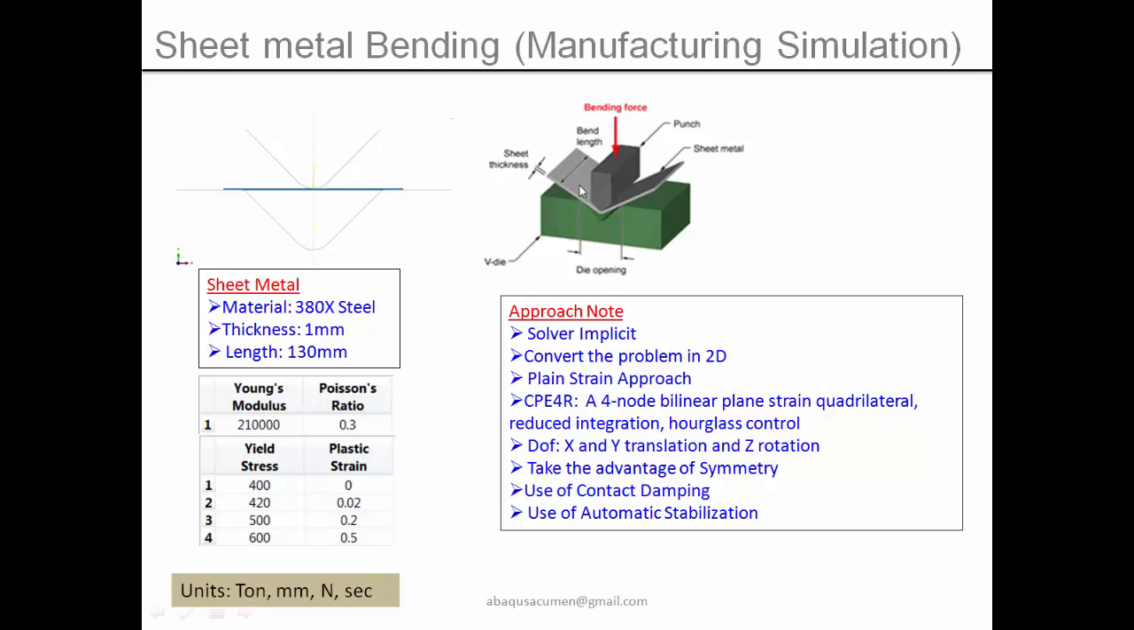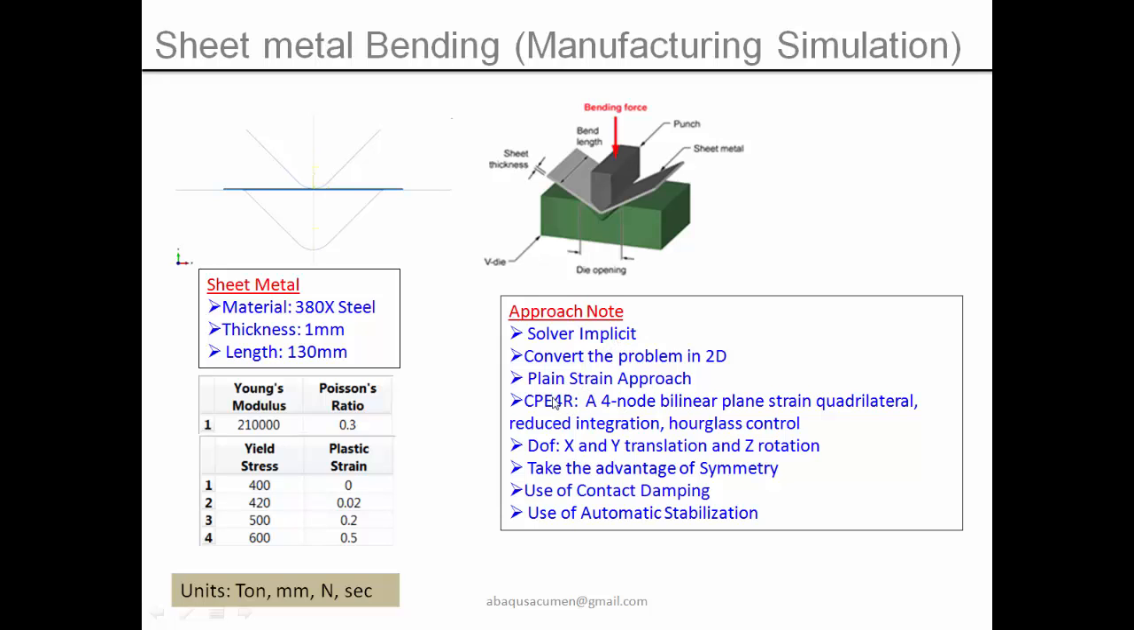So first we'll look into the problem. We decided we'll use a solver like Abaqus Standard, so Abaqus implicit will be the solver we'll use. We'll convert this problem to 2D using a plane strain approach. For the plane strain approach, we are going to use CPE4R. It's a 4-noded bilinear plane strain quadrilateral element, with R for reduced integration and hourglass control, but we don't have to worry about reduced integration. We are going to do it in Abaqus Standard or implicit.